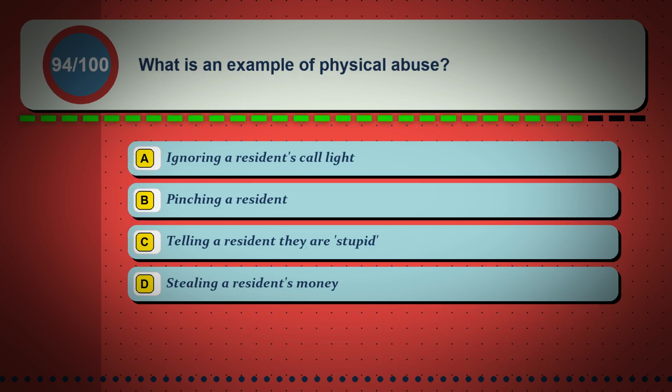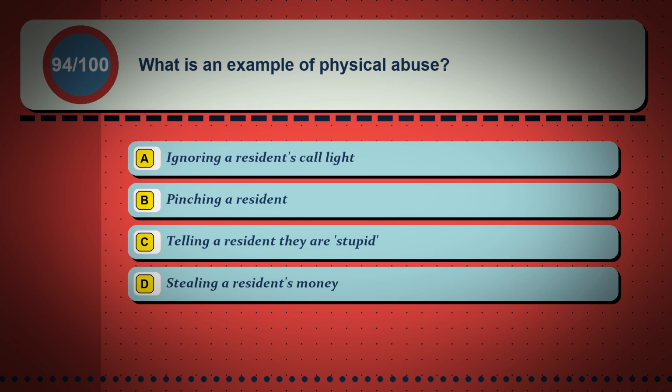Question 94. What is an example of physical abuse? Option A, ignoring a resident's call light. Option B, pinching a resident. Option C, telling a resident they are stupid. Option D, stealing a resident's money.